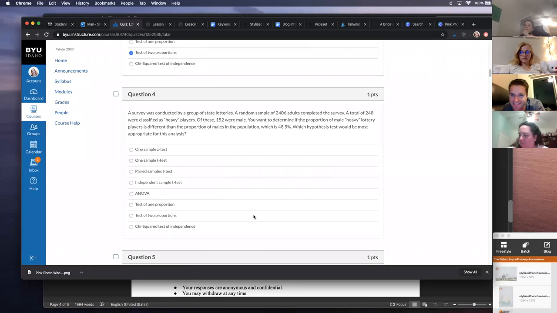Okay. A survey was conducted by a group of state lotteries. A random sample of 2,406 adults completed the survey. A total of 248 were classified as heavy players. Of these, 152 were male. We wanted to determine if the proportion of male heavy lottery players is different than the proportion of males in the population, which is 48.5%. Which hypothesis test would be most appropriate for the analysis?